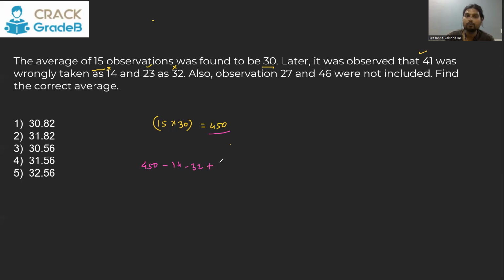And we have to add 41 and 23. So this is now the correct sum of those 15 observations. But these two observations were missing as well, so we have to add these two as well. So we'll have to add 27 and 46.